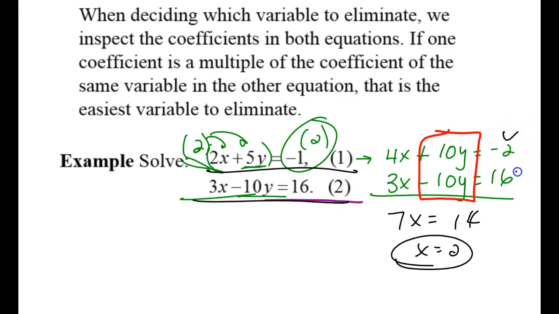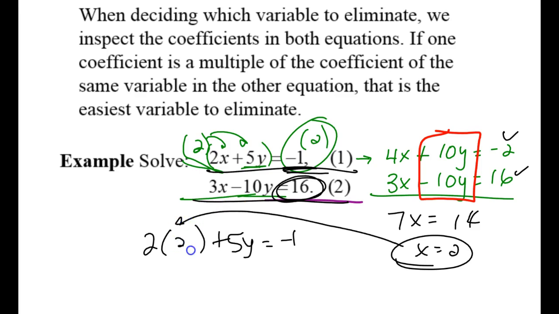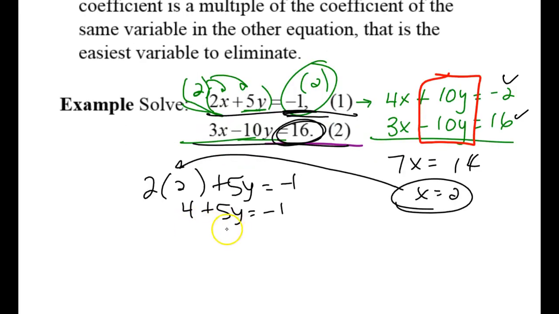Don't use any equations that you may have created in the process. So I'm going to go back to line 1 just because I'm more afraid of that 16 than I am of that negative 1. So 2 times the x value plus 5y equals negative 1, and I'm going to plug that x in here. So 4 plus 5y should equal negative 1. And finishing this off, I'll subtract 4 from both sides, giving me negative 5, and y equals negative 1.